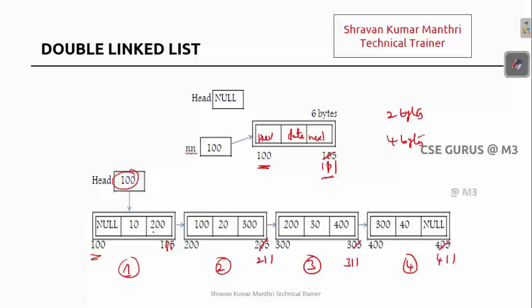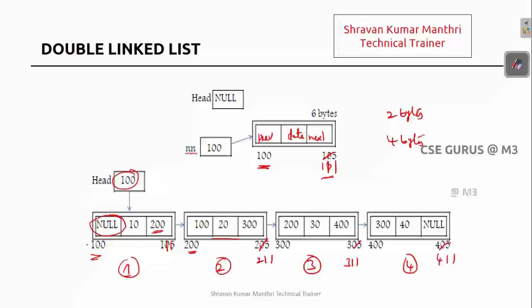Okay, let us suppose for the first node, what is the next node? 200. The address, yes, stored. What is the previous node for the first node? Definitely it won't exist. So that's why you have to write null. So the previous address of the first node will be null because there is no previous node for the first node, right?